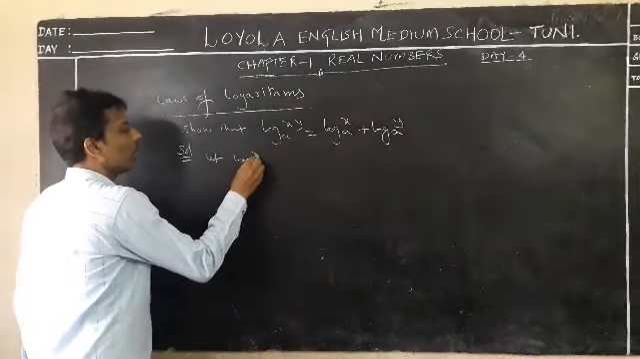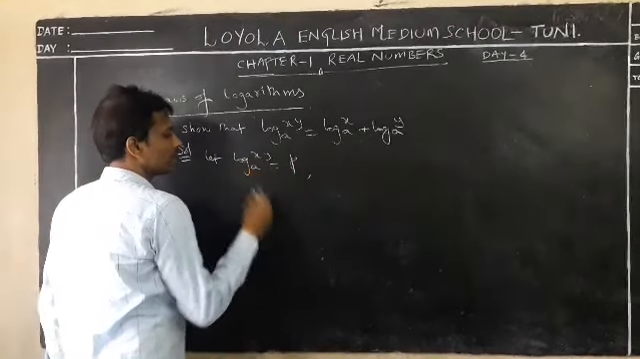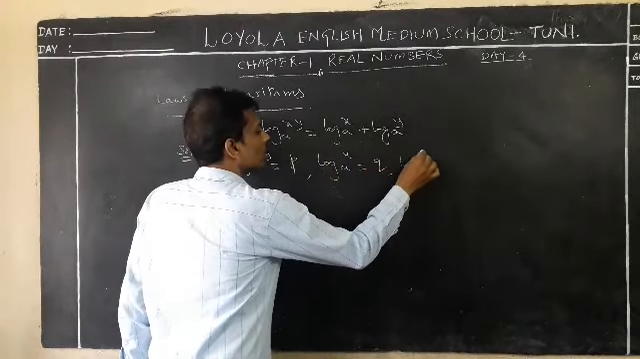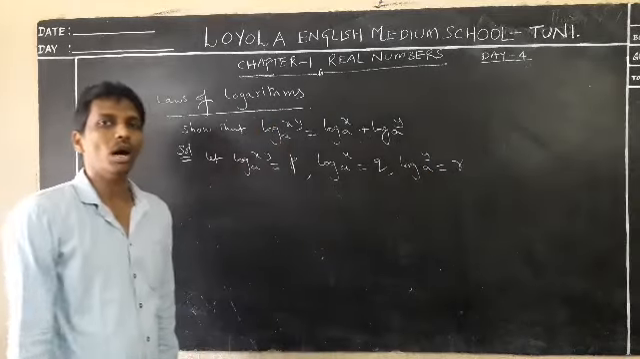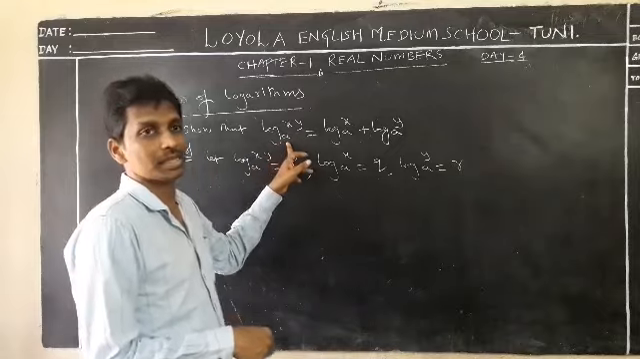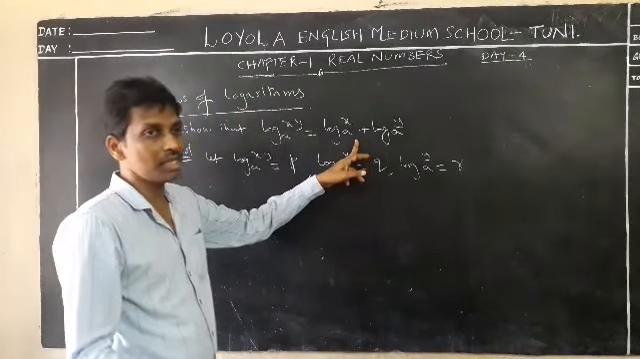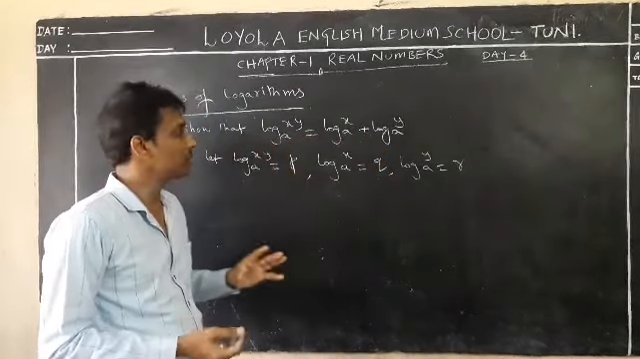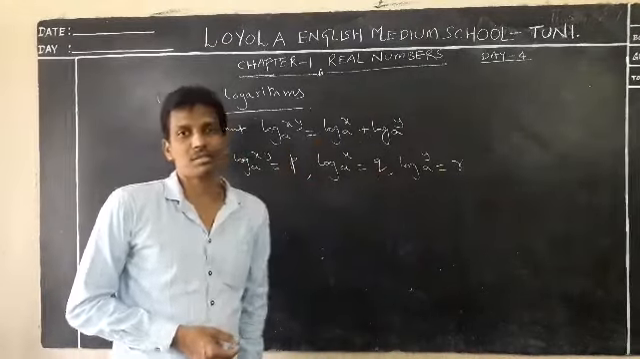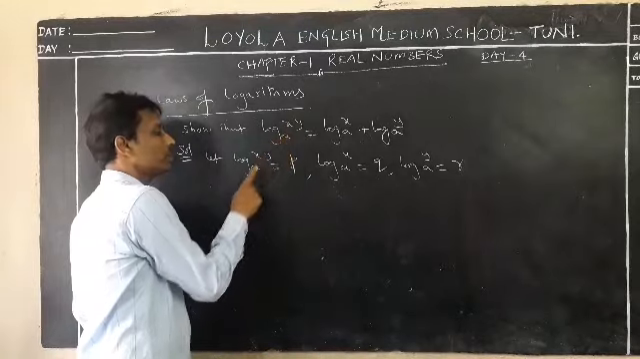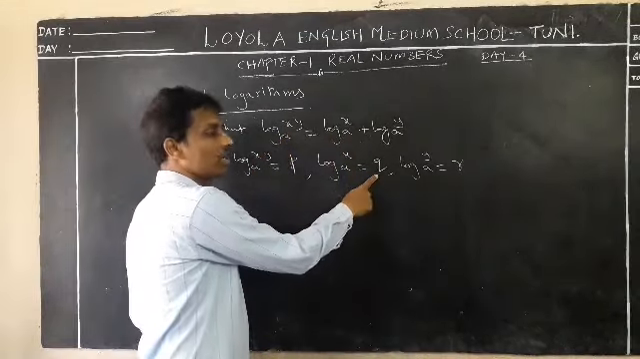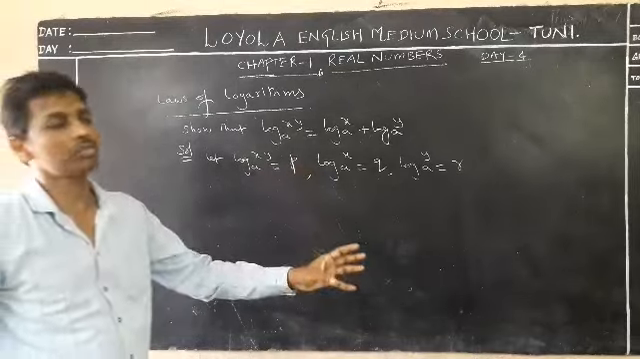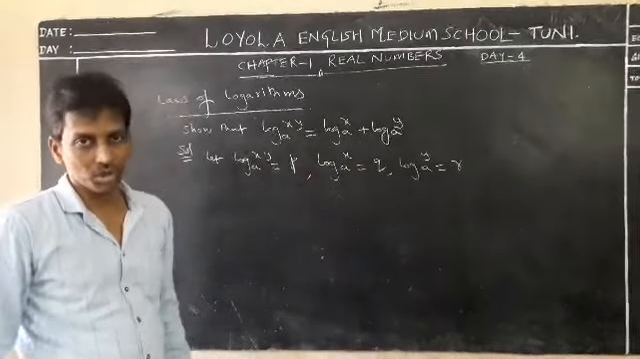Let log xy to the base a equal to p, log x to the base a equal to q, log y to the base a equal to r. Here I don't want to take LHS and prove RHS, or take RHS and prove LHS. Here you see, I would like to take all the 3 terms. I took log xy to the base a equals p, log x to the base a equals q, log y to the base a equals r. Means all the 3 logarithmic forms I would like to equate to other variables.